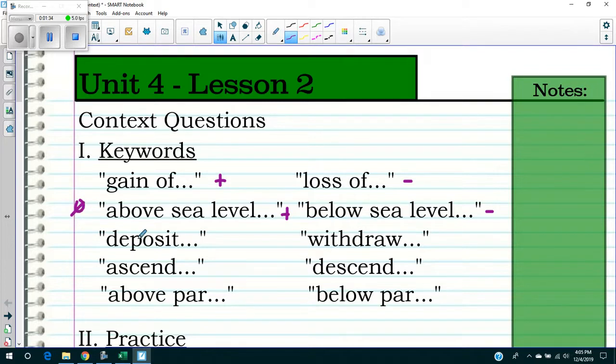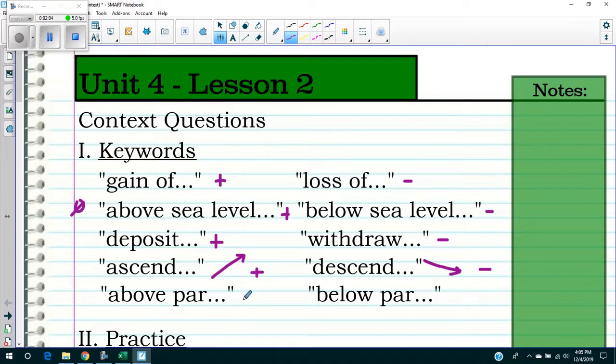Okay? All right, deposit. Do you guys know what deposit is? It's to put money in a bank. So it would be positive. What about withdraw? To take money out of a bank, that would be negative. This one's an interesting word. Ascend means to go up. It's like climbing a mountain, or taking an elevator. That would be a positive. Descend means what? To go down, okay? That would be a negative, all right?